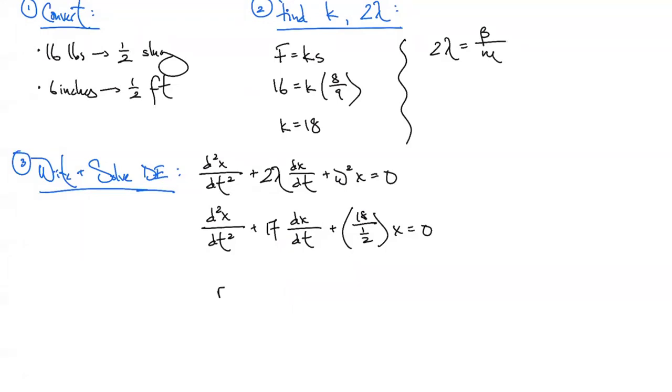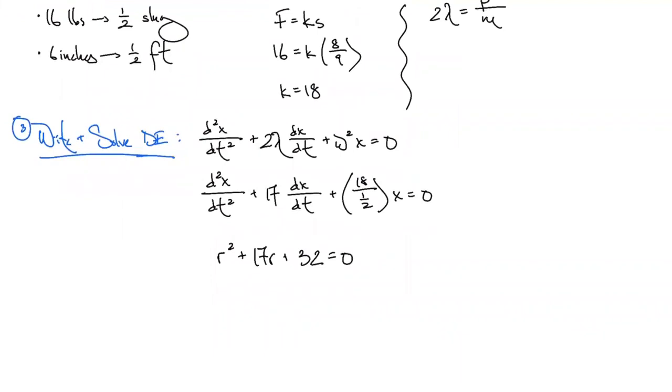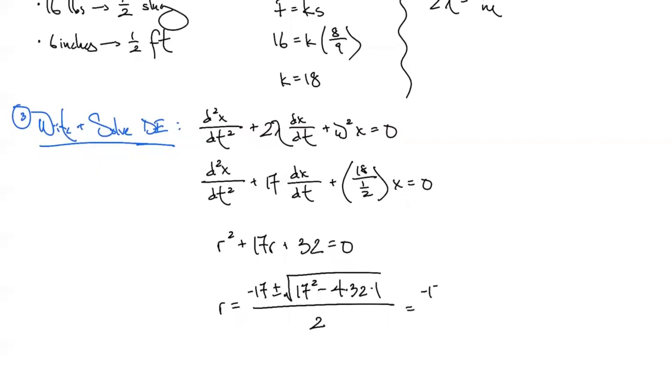So we have r squared plus 17r plus 32 equals 0. And this one is not factorable, which means we'll need to use the quadratic formula. And we'll get negative 17 plus or minus, let's see, 17 squared minus 4 times 32 times 1, over 2. And I think that gets us something like this. All right.